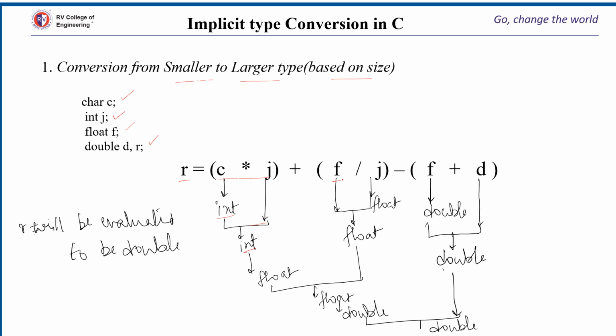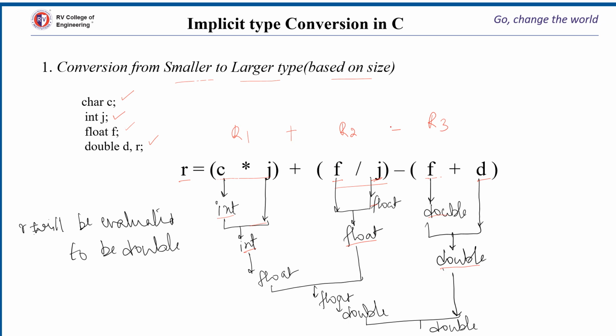Here f is float, j is int, the smaller type is promoted to float, so j is promoted to float. So I evaluate this, I get the result as float. Here f is float, d is double, f is promoted to double, evaluate it, I get the result as double. Let me call these R1, R2, and R3.